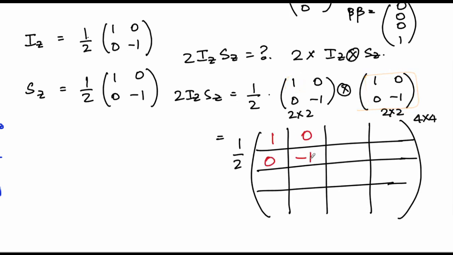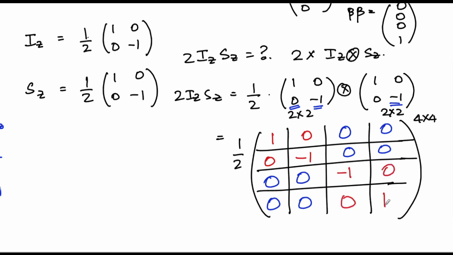This is very different from the matrix multiplication that you have learned. And the next one is a 0 term multiplied with this entire matrix. So you're going to get 0, 0, 0, 0. Similarly, if you take this term with all of them, you're going to get 0, 0, 0, 0. And finally, you take a minus 1 with that of a minus 1, you're going to get [-1, 0; 0, 1]. So this is how the 2IZSZ operator is represented.